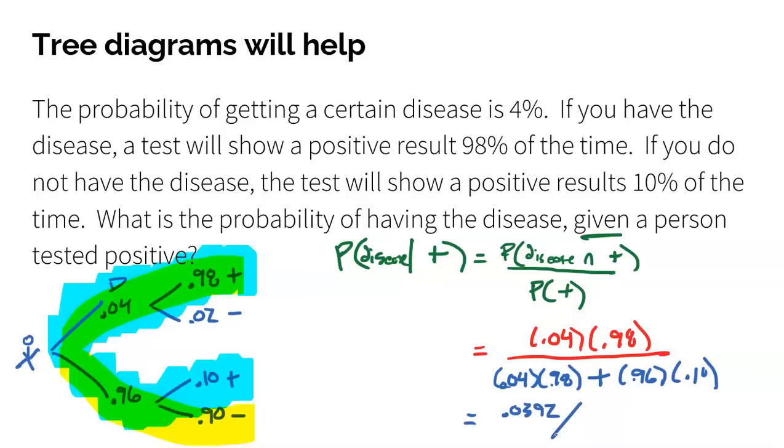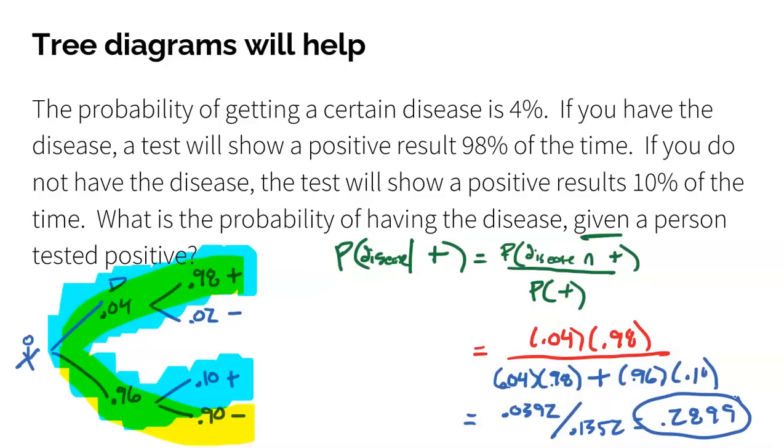And then the denominator, being very careful to multiply the 0.04 times 0.98 plus 0.96 times 0.10, I get 0.1352. Divide those numbers out, 0.0392 divided by 0.1352, and we get 0.2899. So pretty darn close to a 29% chance.